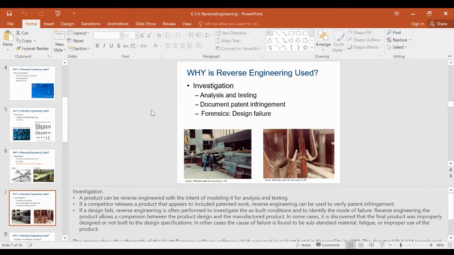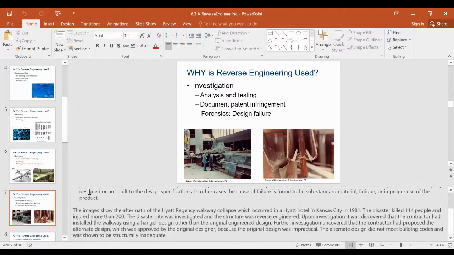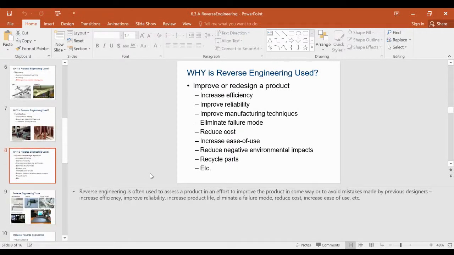If we want to use it for investigation, we need to document patent infringement or find out where design failure was, analysis and testing. Reverse engineering can help verify patent infringement because it can see, hey, did they use a patented process? Okay. It's used to improve or redesign a product, efficiency, reliability, manufacturing techniques, maybe reduce the cost, all types of reasons. You can read them all here. It can help us correct mistakes made by previous designers. Okay, and that's kind of the incremental improvement here.